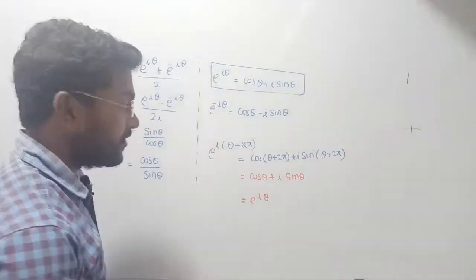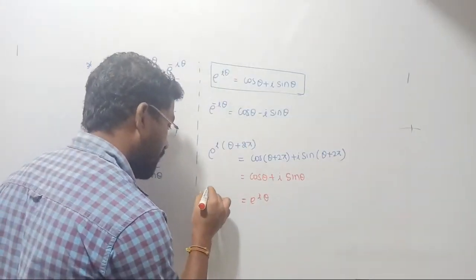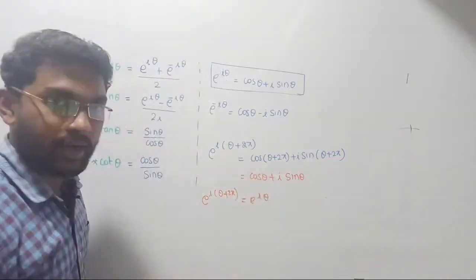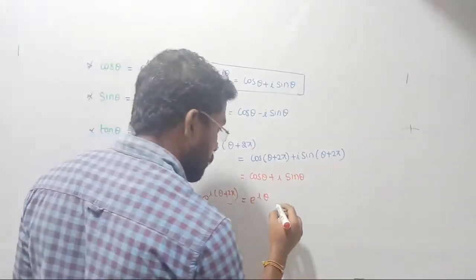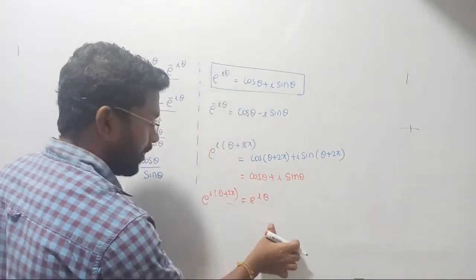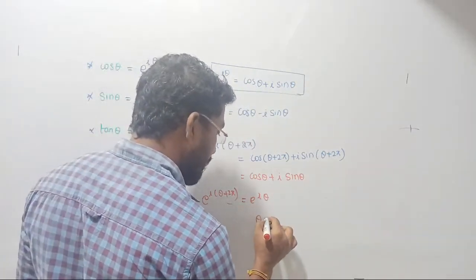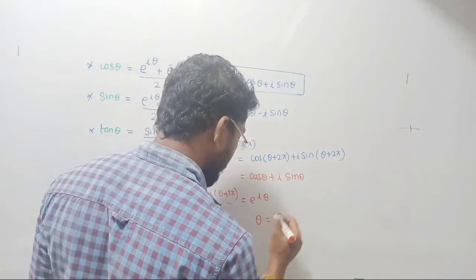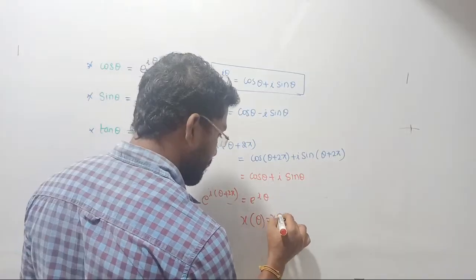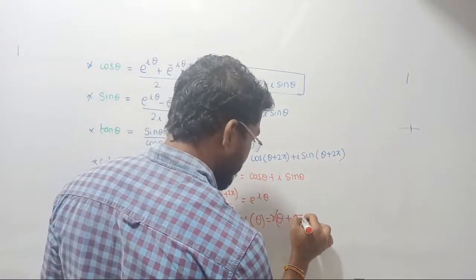Yeah. So what is the conclusion here? e power i of theta plus 2π equals e power i theta, right? With the period of what? So the given function's conclusion is e power i theta. Now, from here, shall I write this as it is? What I am saying is theta equals theta plus 2π, right? Or a function, let me write it like this, x of theta equals x of theta plus 2π, correct?